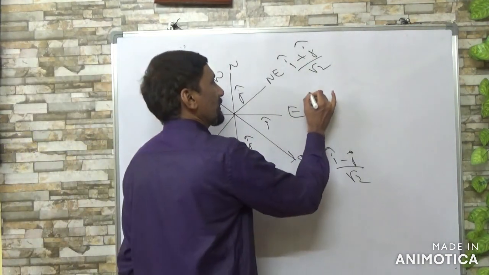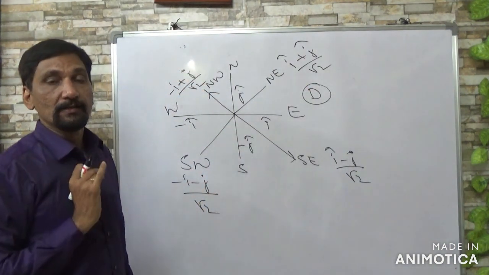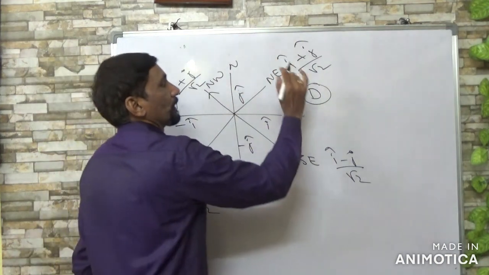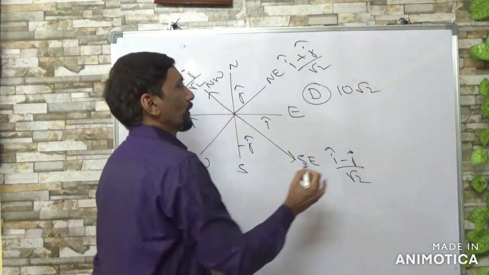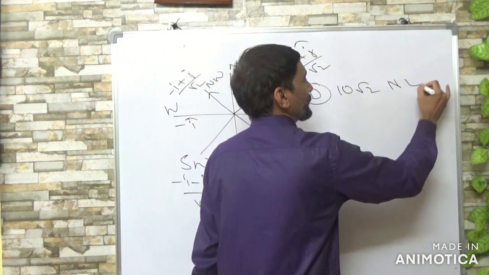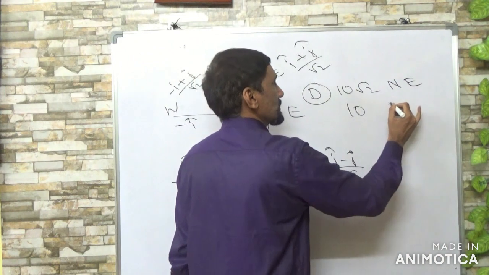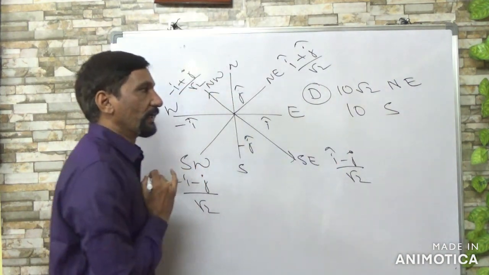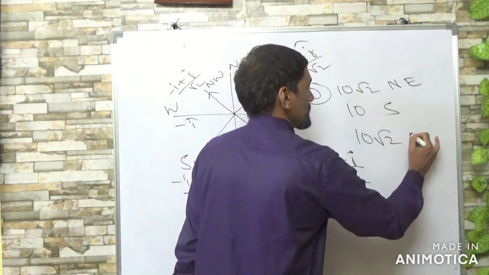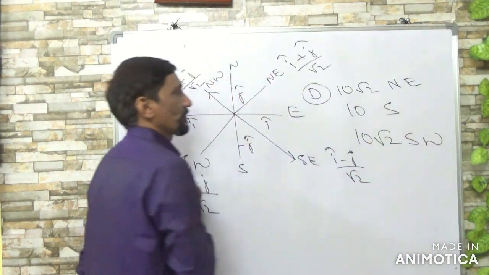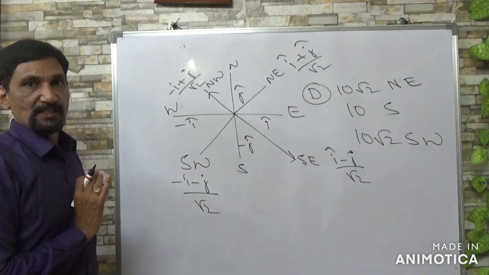Suppose you are given a question: a drunkard covered 10 root 2 units towards northeast, 10 units south, and 10 root 2 units towards southwest. You want to find the resultant displacement.